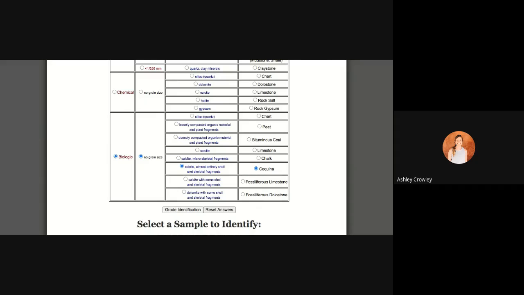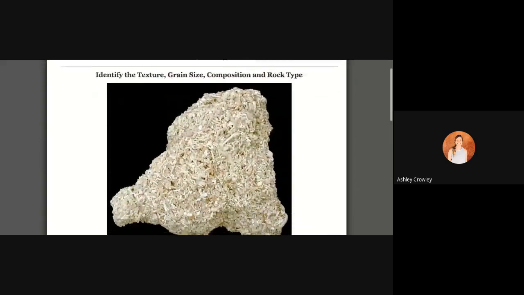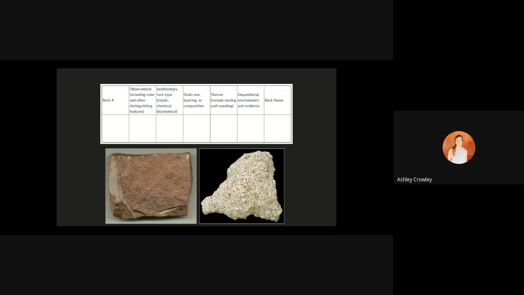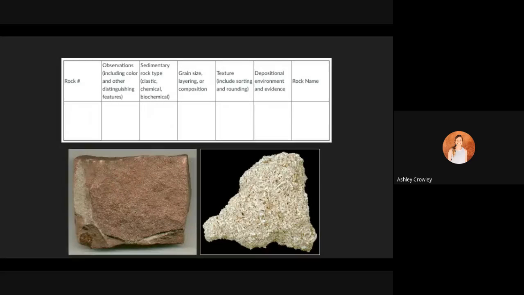So then you're going to hit grade. And it says up here, which you probably can't see, congratulations, texture, grain size, composition, and rock type were correctly identified. So you're going to do that for 9 rocks. And let me go back to my PowerPoint. And you're going to fill out this table for 9 rocks.